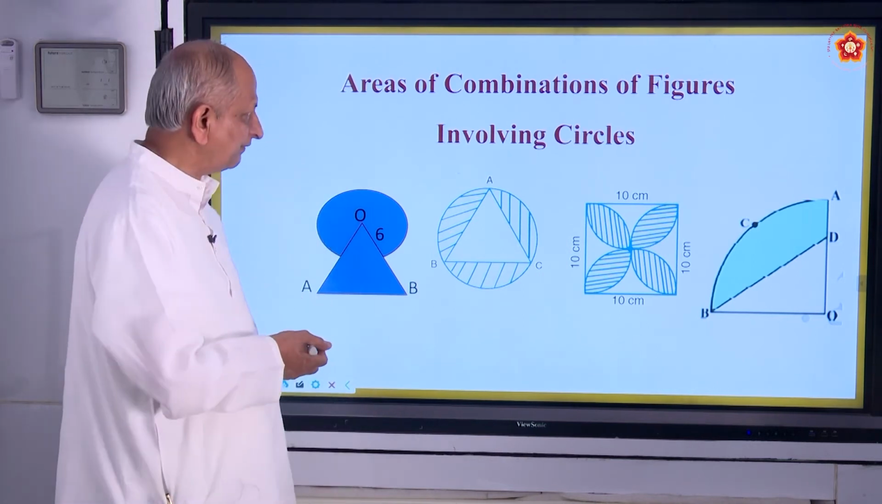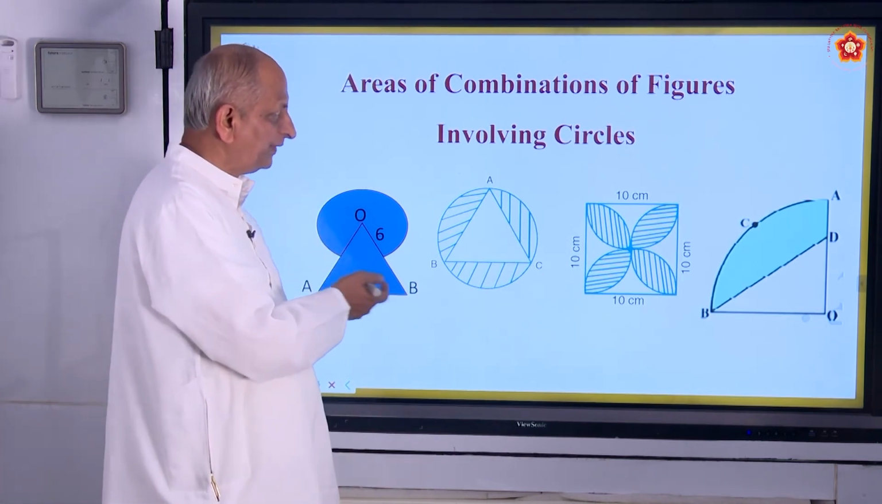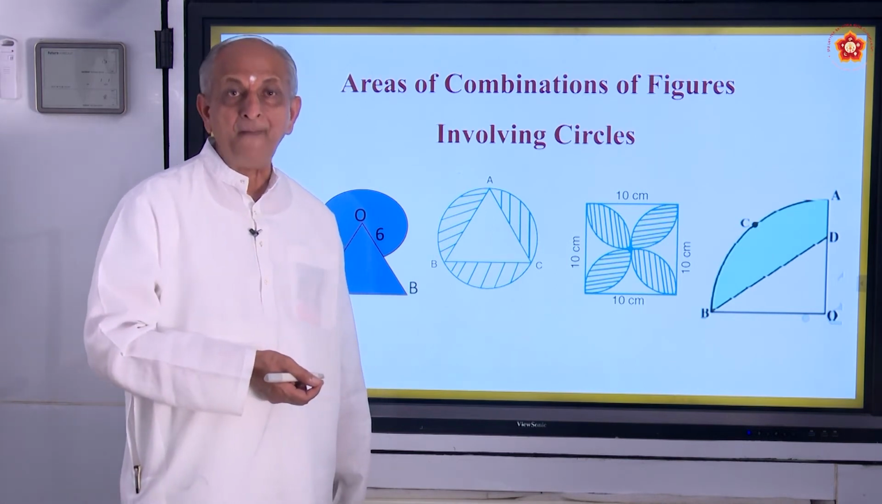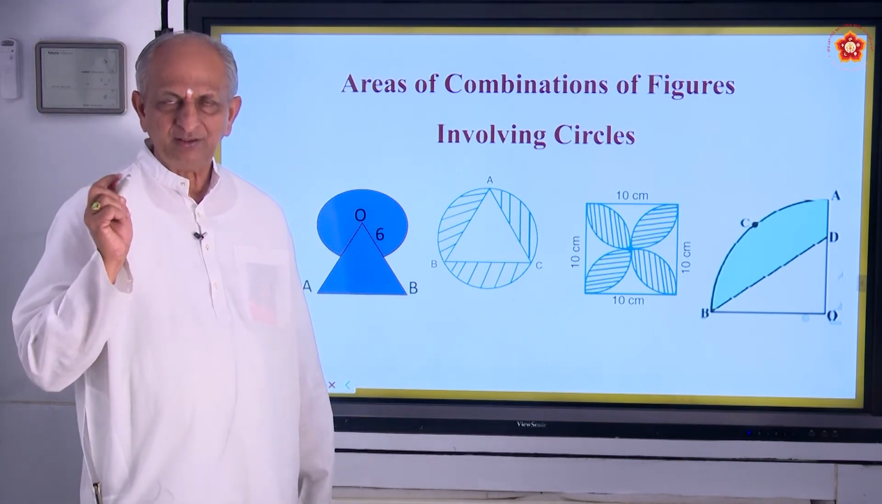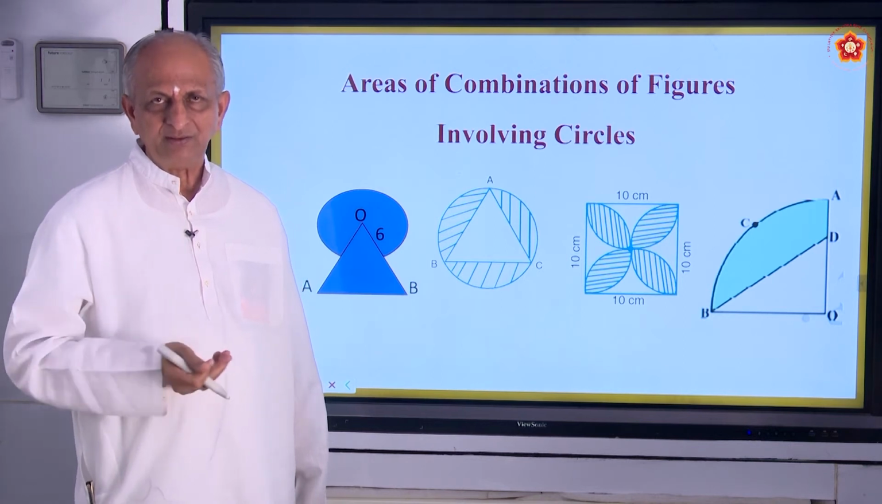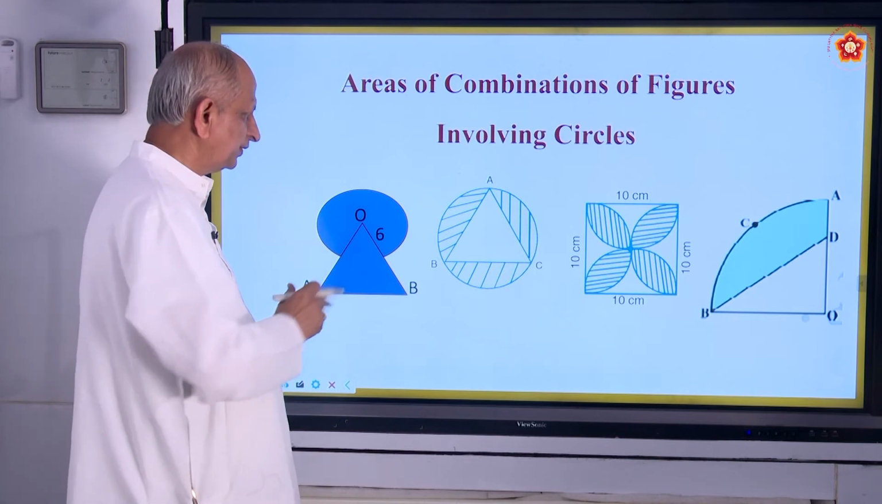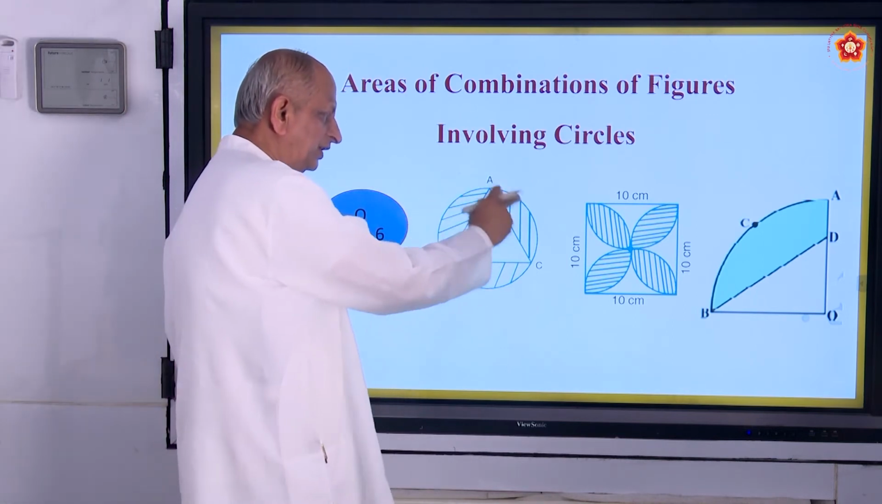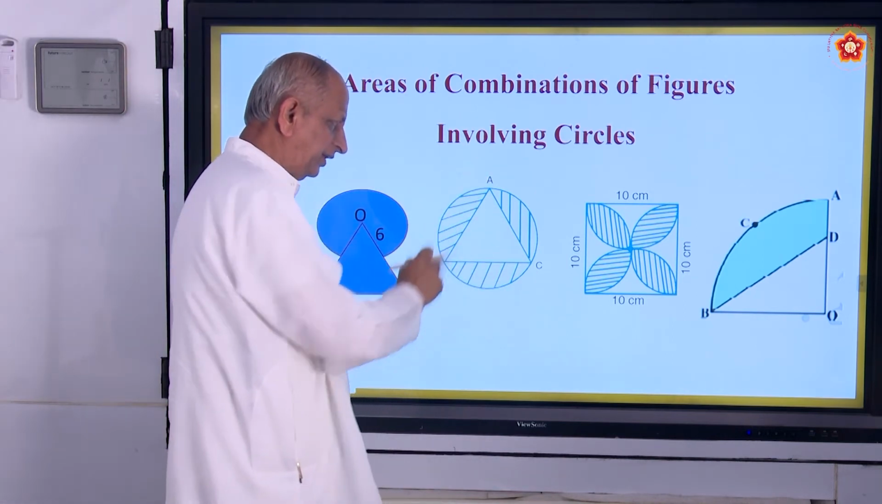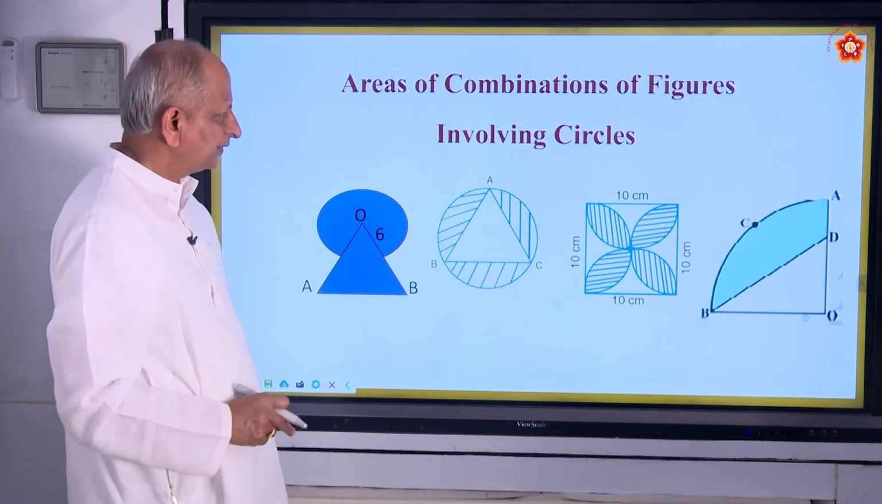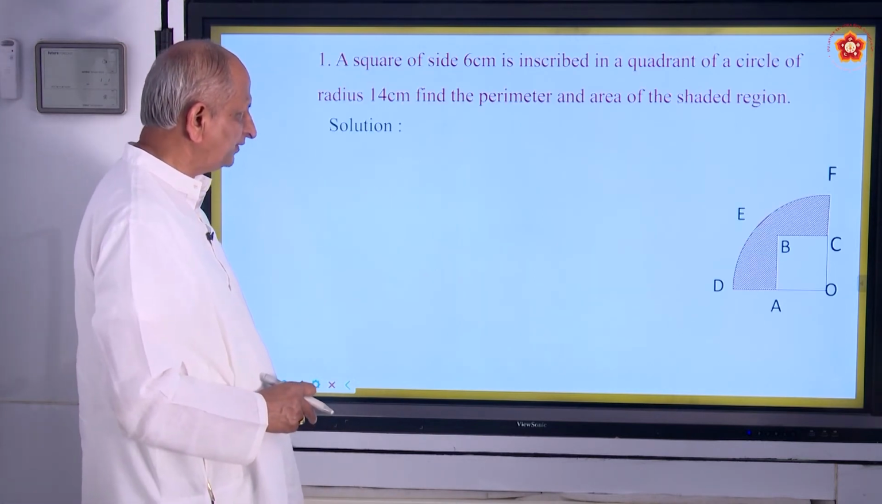So like that we have got different designs, and some more designs will also be there. These are some samples we are given. Then you must know how to find the areas of these combinations. What do you mean by combination? When there is more than one type of figure, we call it a combination of figures. A circle is there, a triangle is also there. Now let us work out some problems on this.